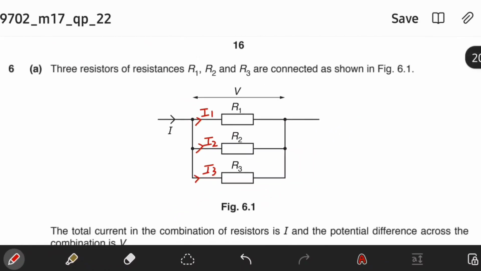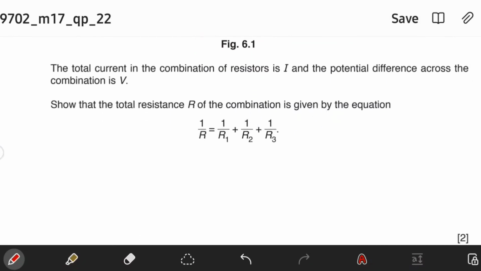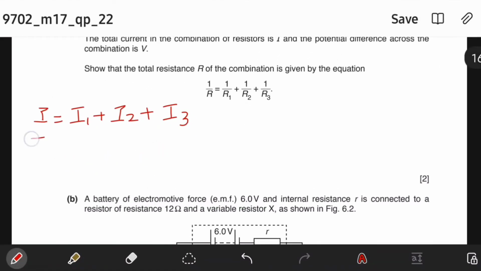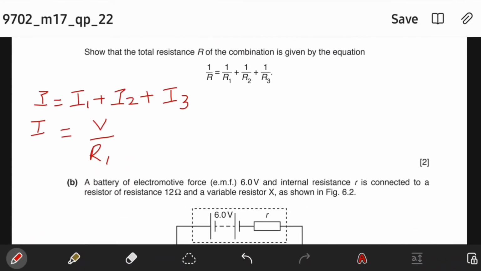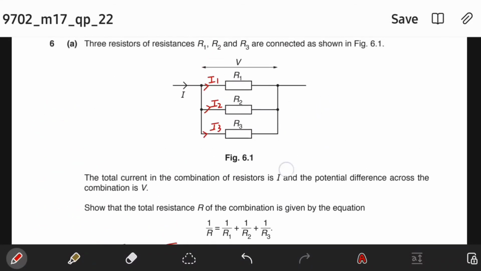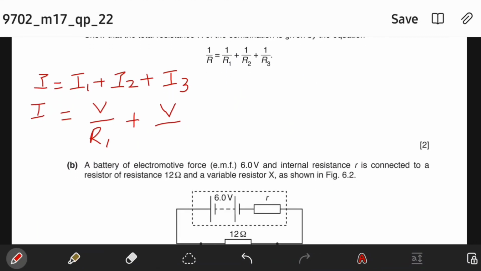Since they're connected in parallel, we can say that total current is equal to I1 plus I2 plus I3. And current is equal to voltage over resistance, and each of the resistances are given as R1, R2, and R3. So just plug them in. The voltage will remain the same. As you know, in parallel circuits, the voltage doesn't change. So we're just going to write V.